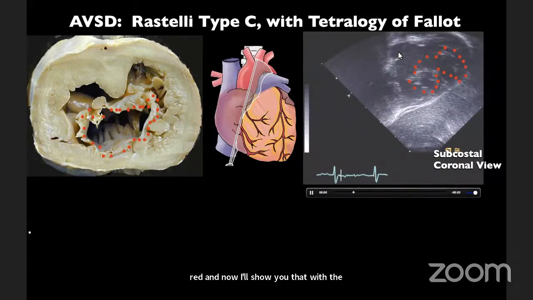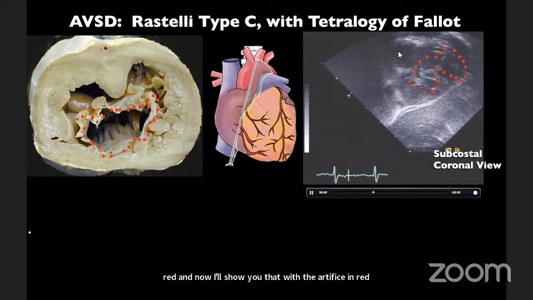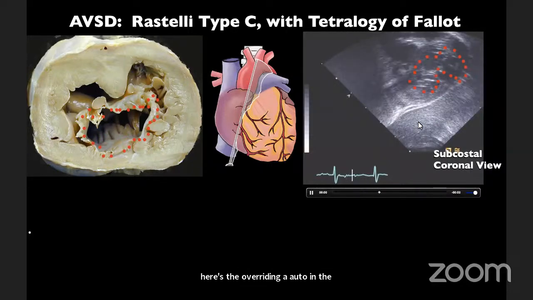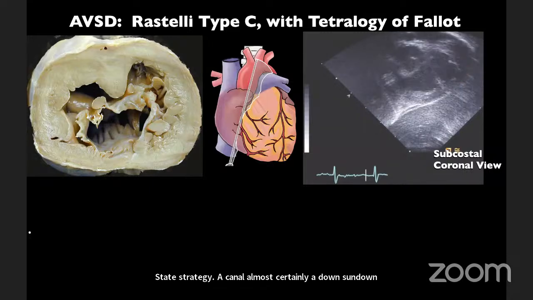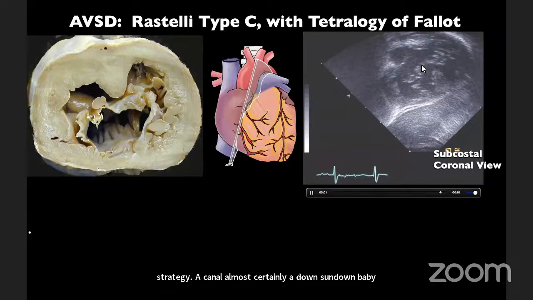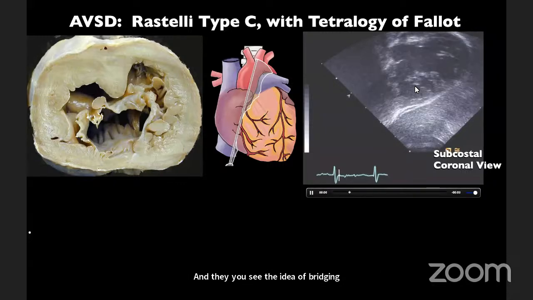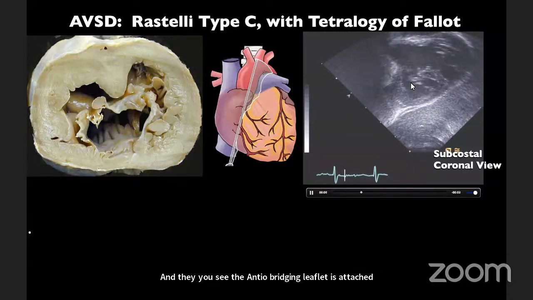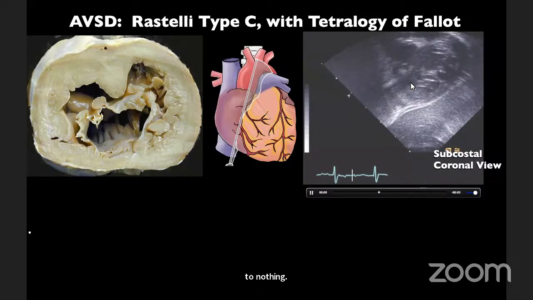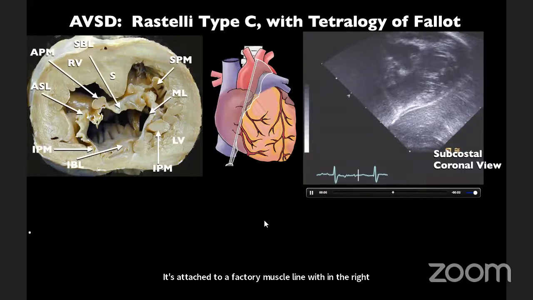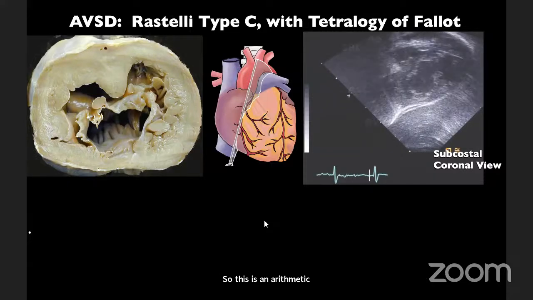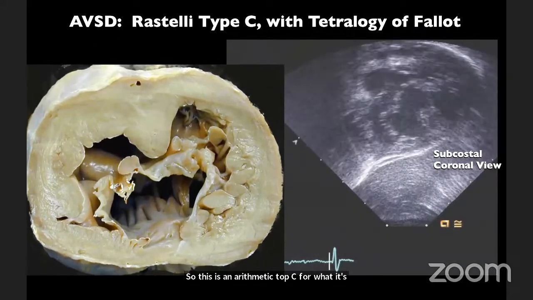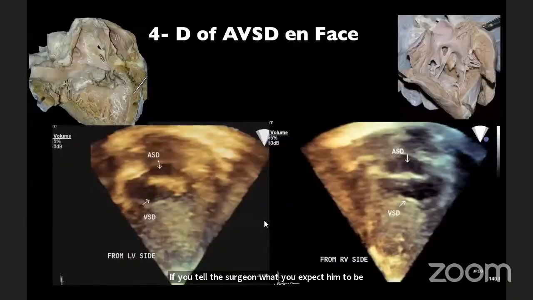Here's the overriding aorta in this tetralogy AV canal, almost certainly a Down syndrome baby. And there you see the anterior bridging leaflet is attached to nothing. It's attached to a papillary muscle lying within the right ventricle. So this is a Rastelli type C for what it's worth, and always important if you tell the surgeon what you expect him to be able to see.